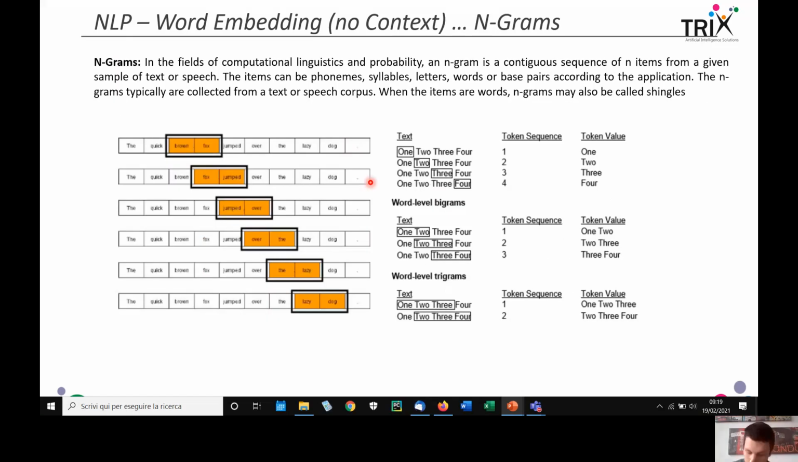Some examples of this approach are n-grams, where I search for compound words that can be 2, 3, or 4 or more, up to n words that are always close to each other. In this example, brown fox or fox jumped. I create compound words and I show them.